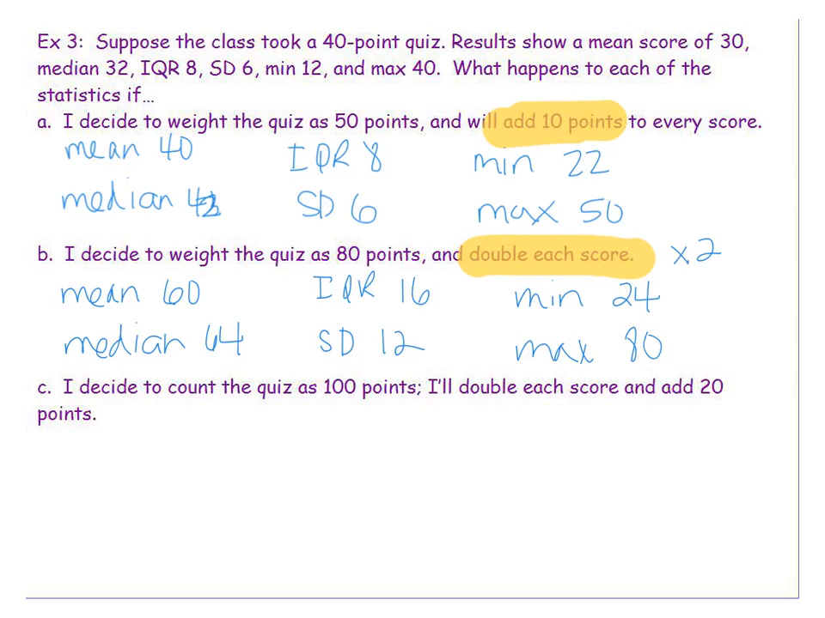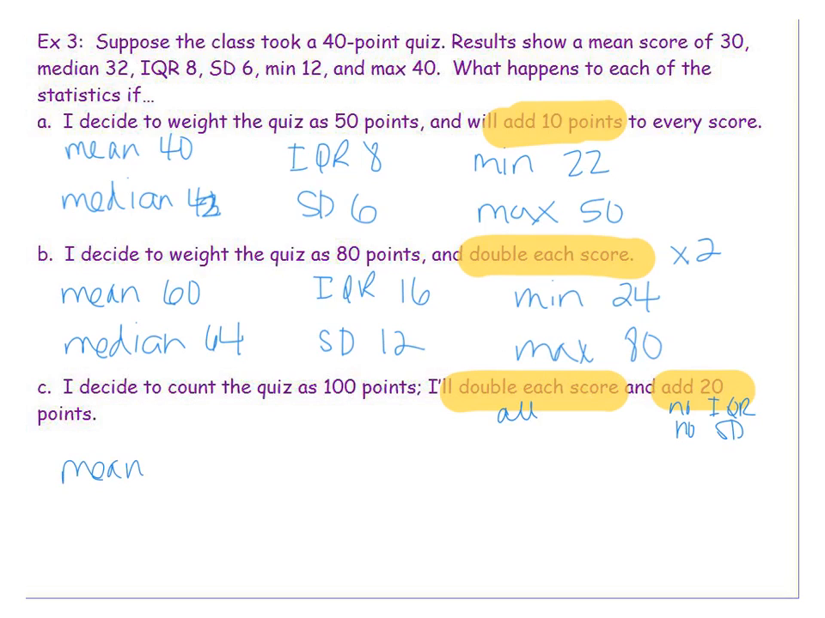Now I'm going to do two things. I want to count the quiz as 100 points. I'm going to double everything. And so our first step is double each score. And then I'm going to add 20 to each score. So for doubling, we already established in part B that they all changed. But adding 20, not all of them. Remember, no IQR and no standard deviation. So I'm going to use the numbers from B because that's already doubled. But when I get to the IQR and standard deviation, I am not adding 20.